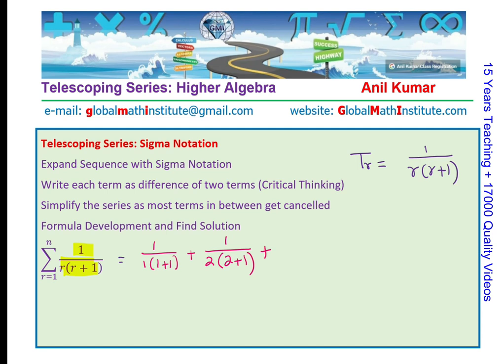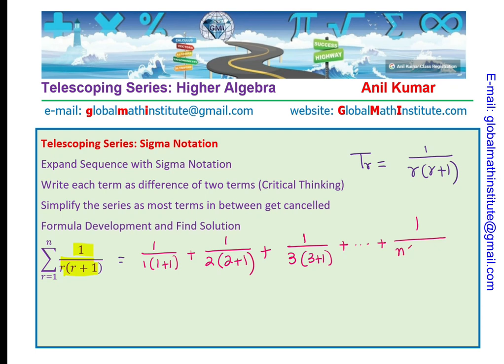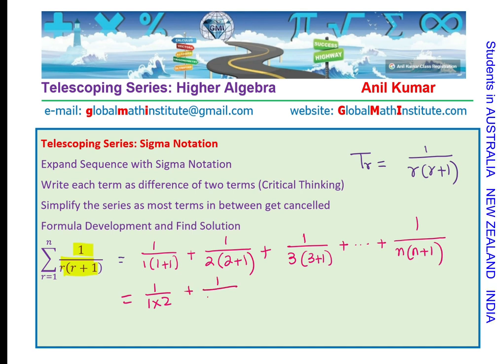Okay, let's continue here. So we have now r equals 3. That gives us 1 over 3 times 3 plus 1, right? Plus so on. And the last term will definitely be 1 over n times n plus 1. Now let's see what we have. We have 1 over 1 times 2 plus 1 over 2 times 3. You see that? So 1 over 3 times 4. So we have a product of consecutive terms in the denominator. You get the idea, right? So 1 over n times n plus 1.